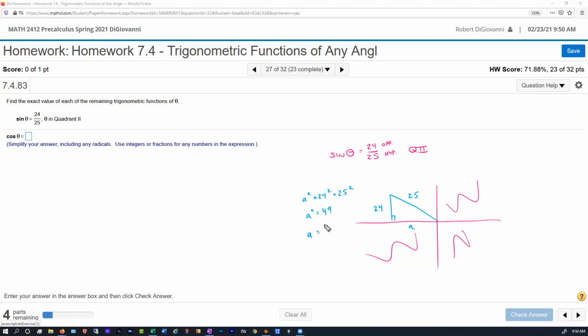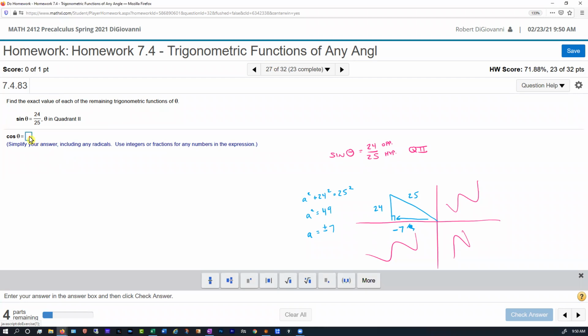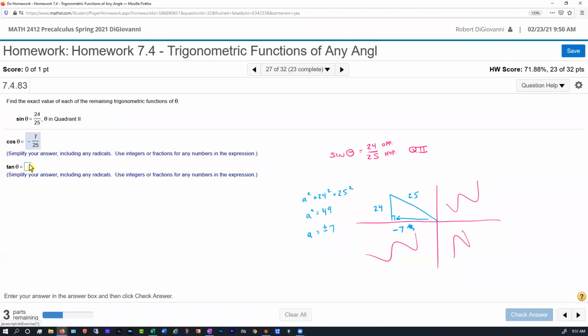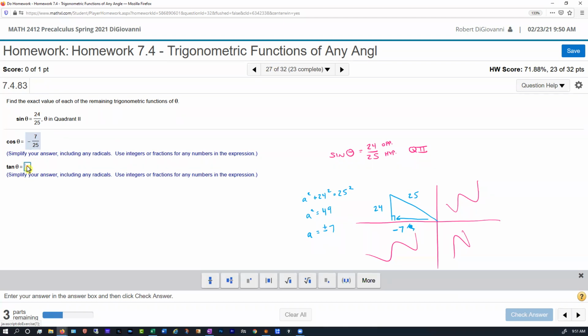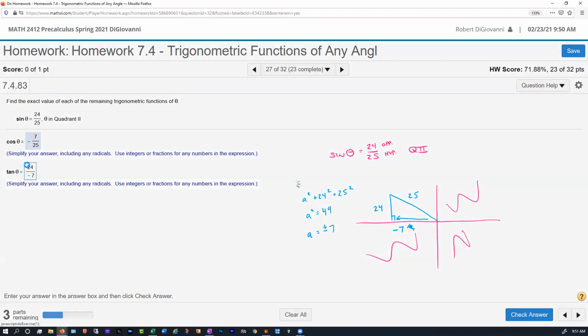So A must be plus or minus 7. We take the square root. Now, because we have moved to the left, this A must be negative 7. That's very important because we're in the second quadrant. And now we know adjacent, opposite, and hypotenuse. So now we should be able to figure out everything. Cosine should be the adjacent, negative 7, over the hypotenuse, 25. Tangent should be the y coordinate, 24, divided by the x coordinate, negative 7.